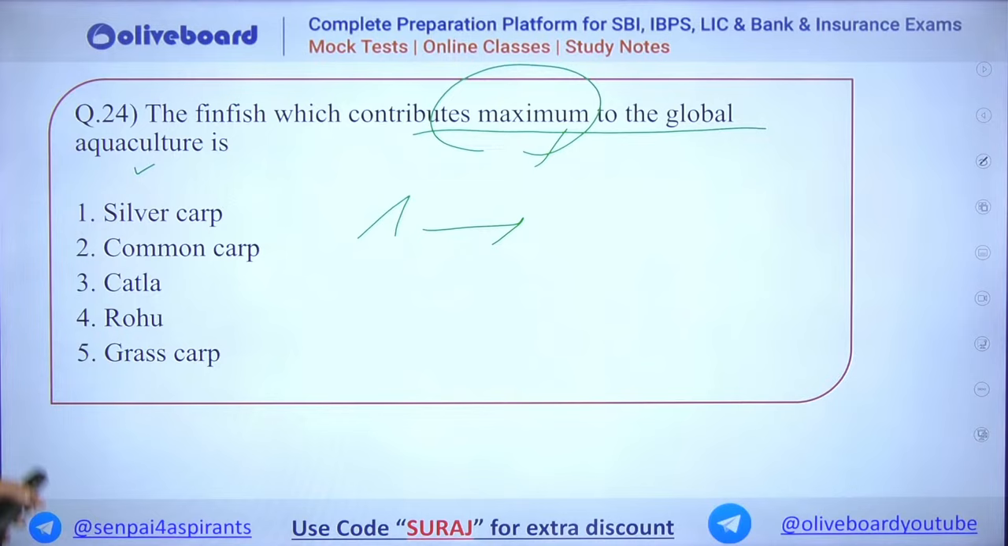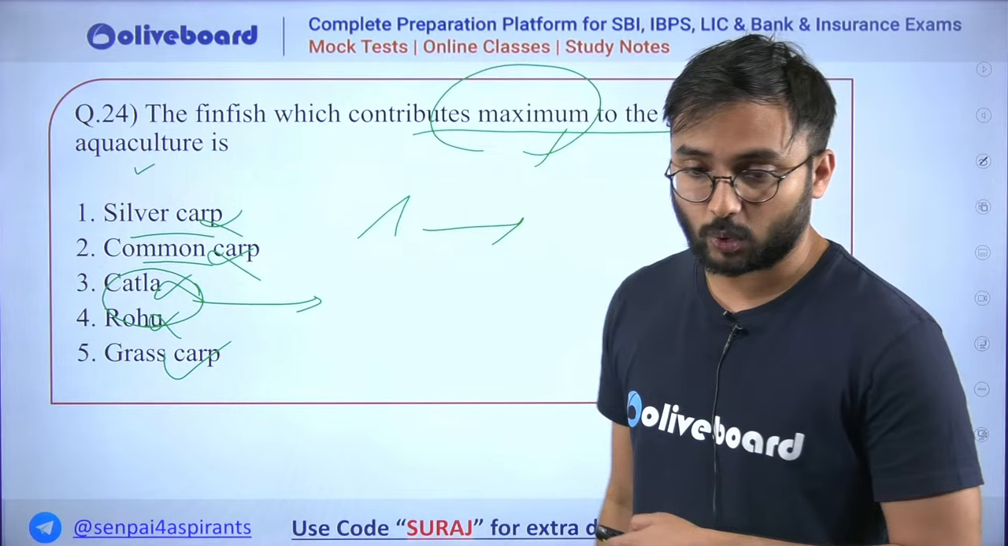So the answer here is grass carp, okay? It is neither silver carp, nor common carp, nor katla, nor rohu. Katla and rohu are indigenous varieties in India. Silver carp and common carp are European varieties. So grass carp is that fish which is found maximum. Not katla, no. Grass carp is the answer.